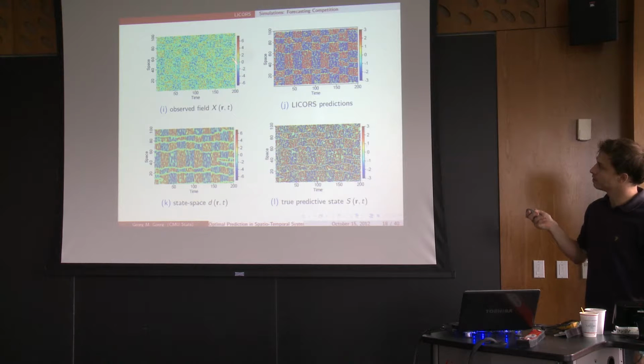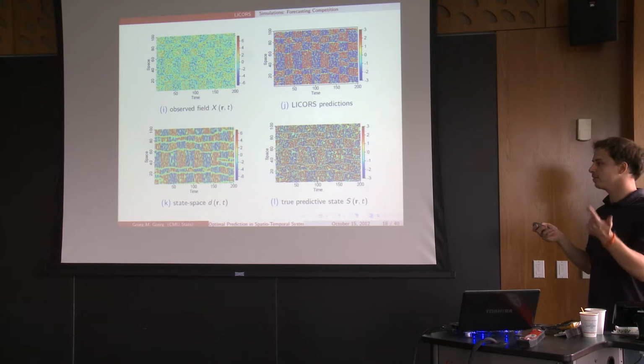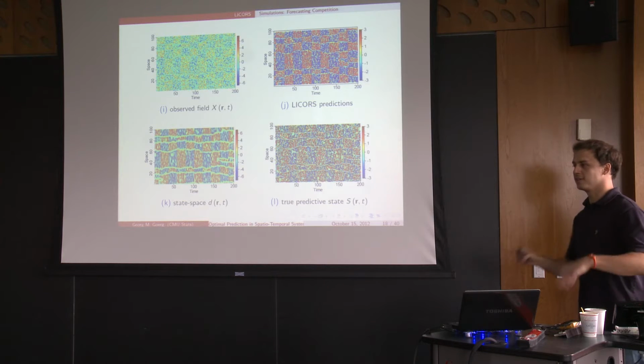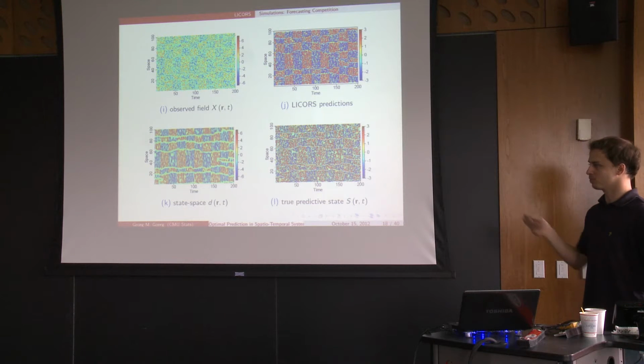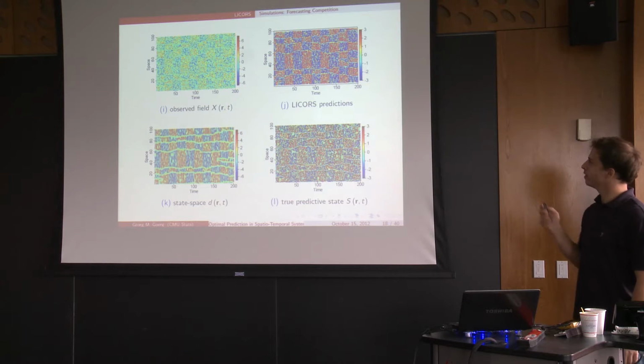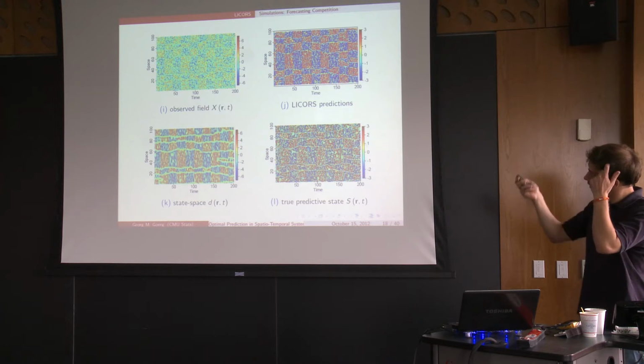I only give it this. I don't tell it the horizon, I don't tell it anything. I just say, here's the data, figure out what the predictive state space is. It looks pretty good. I mean, you can see the same structures in here and there.